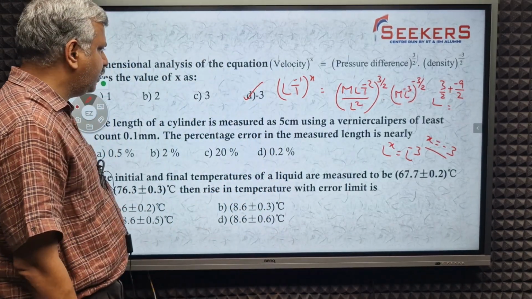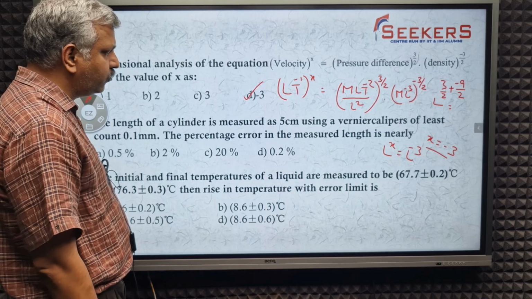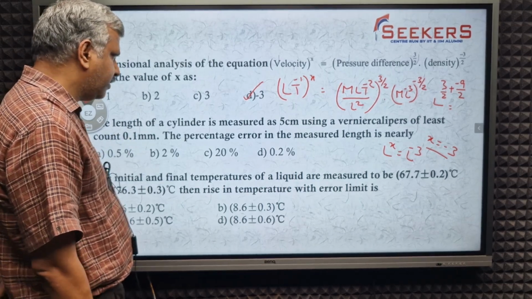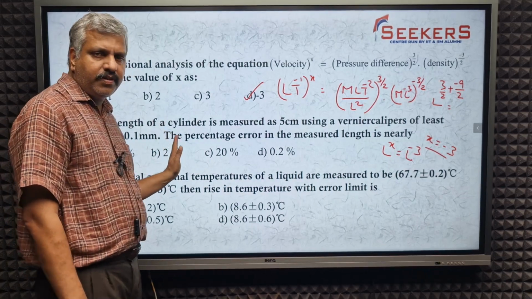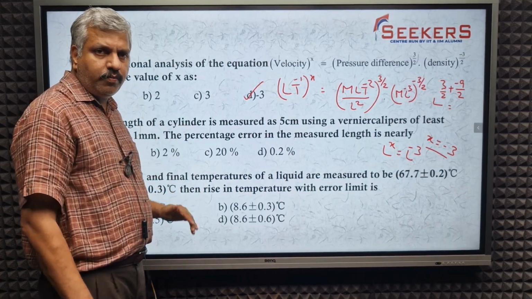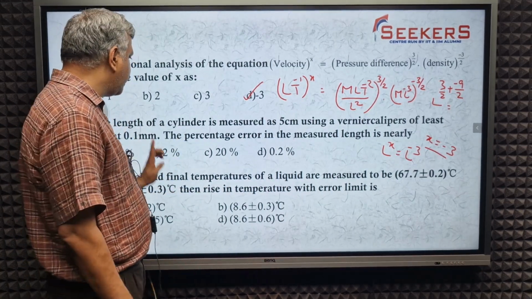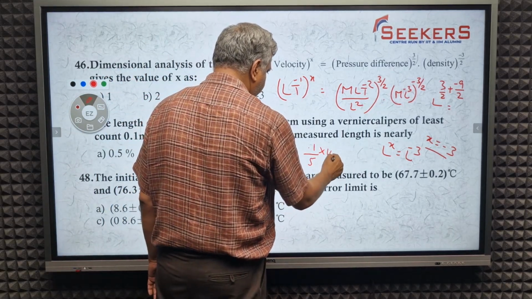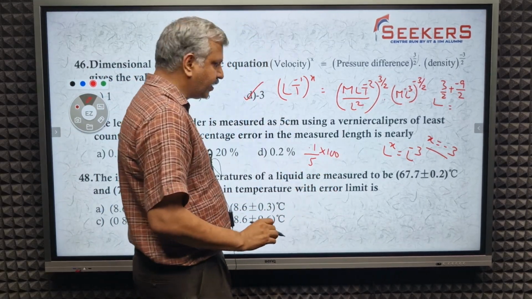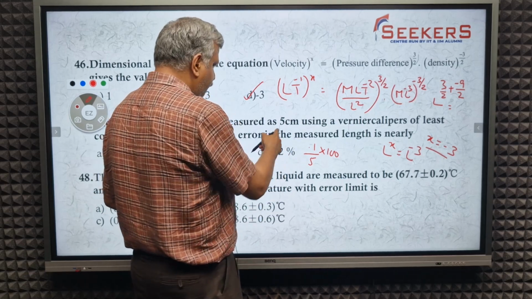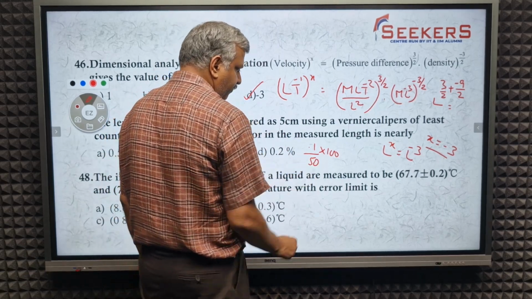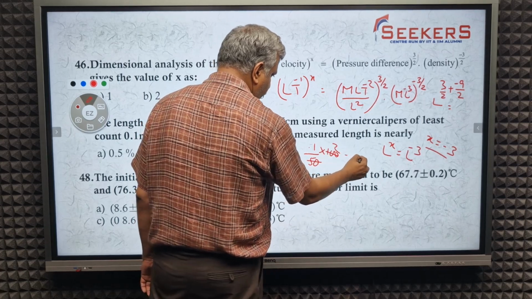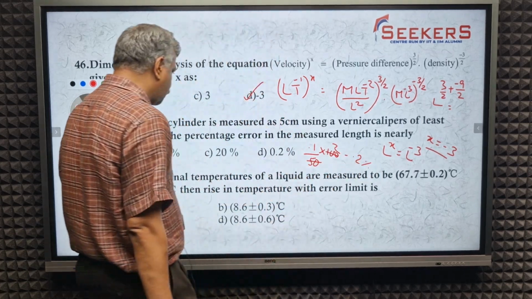Then the length of a cylinder is measured as 5 cm using a vernier caliper of least count 0.1. The percentage errors, yeah. In all these cases, remember the minimum error that you would make is 1 unit. So that is 0.1 mm. So 0.1 divided by 5 into 100. Just make sure that the units are correct. So this is 0.1 mm while it is 5 cm. So I'll just make it 50 so that we get it right. So this will be 2. 2 into 0.1 will be 0.2%. So the answer is 0.2%.